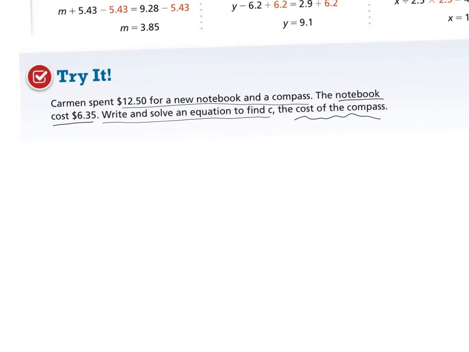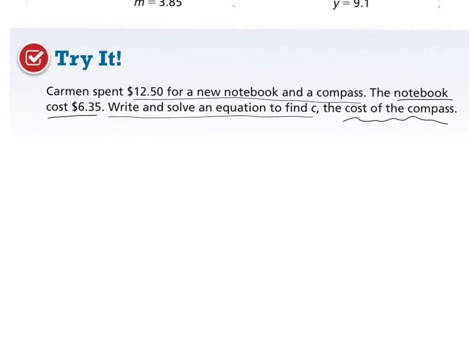Okay, on the try it, we need to come up with an equation and solve it. So Carmen spent $12.50. Just to make it a little simpler here, they could have added a word just to be a little more clear. Carmen spent $12.50 total for a new notebook and compass. So altogether, that's what the cost was there. Notebook cost $6.35. Write and solve an equation to find C, the cost of the compass. So think about what your equation would be that we could figure out the cost for the compass here.